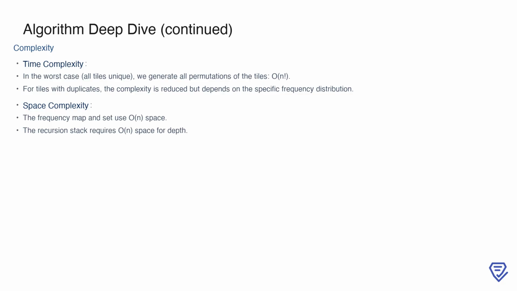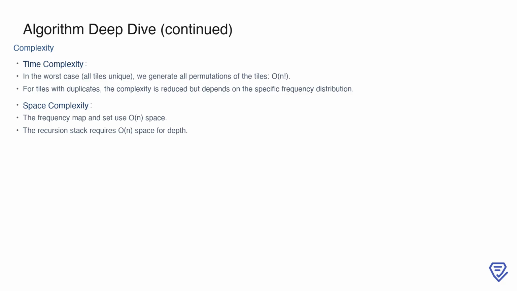In terms of time complexity, the worst-case scenario involves all tiles being unique, in which case we generate all permutations of the tiles. This results in a complexity of O(n). However, when the tiles include duplicates, the complexity is reduced since fewer unique permutations are generated. The exact complexity in such cases depends on the frequency distribution of the tiles.